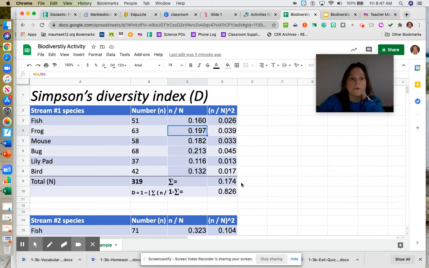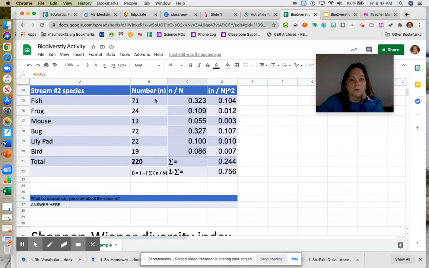This is your first value for stream 1. You'll do the same thing right here. So lowercase n divided by N, so 71 divided by 220, that gets you this cell right here. And then for this next cell, column D, you're going to take cell C and take the square root of it and enter it into cell D. Add all of these values up to get the sum in cell D21, and then you're going to subtract it from 1 for D22, the cell right here. Here is where you'll answer the question, what conclusion can you draw about the streams based on the Simpsons index?